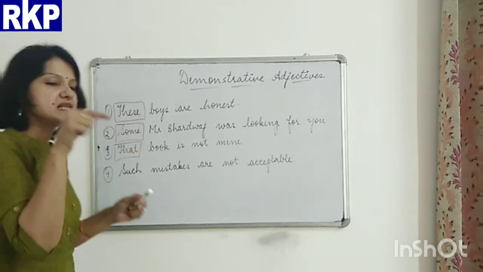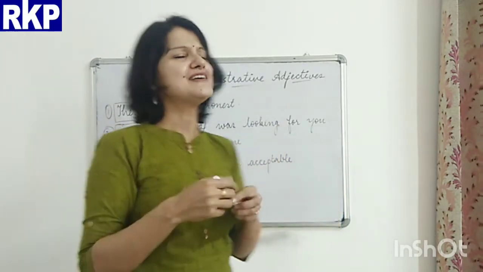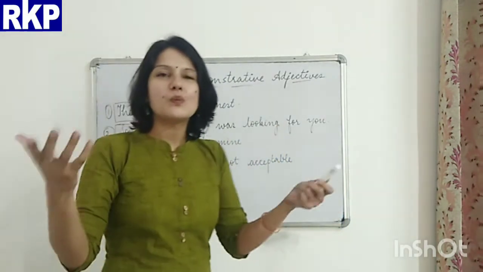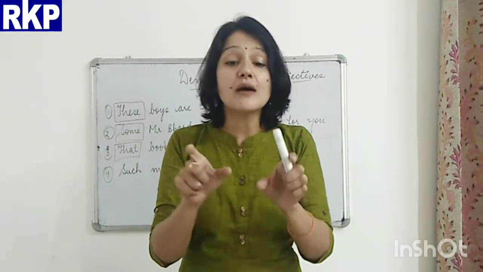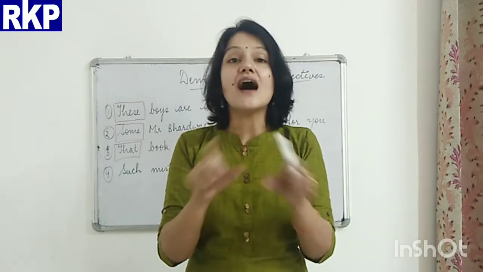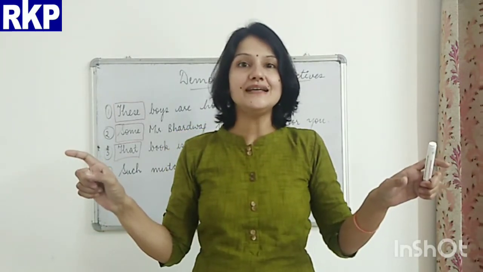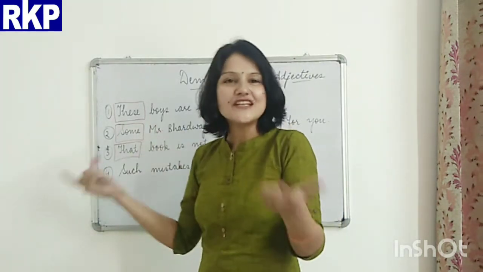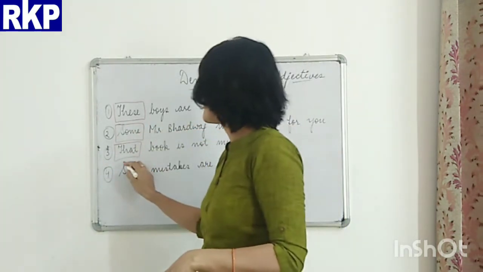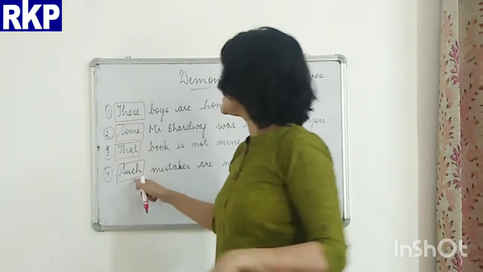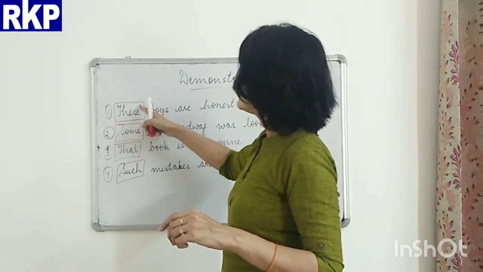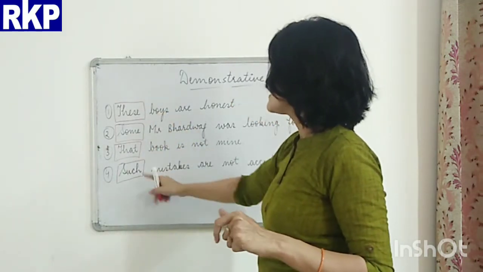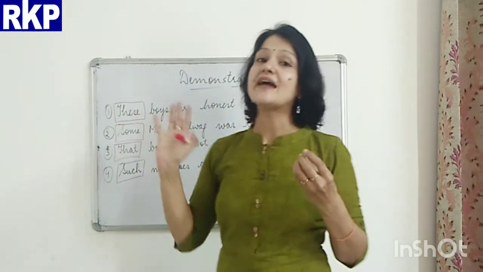Now next is: such mistakes are not acceptable here. Such mistakes, what kind of mistakes? The mistakes you have committed, they are not acceptable here. Which mistakes? Such mistakes. That is our demonstrative adjective. So you can see here these, some, that, such. All these are demonstrative adjectives.